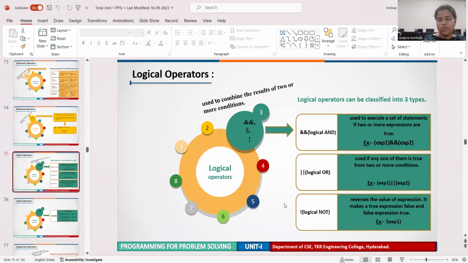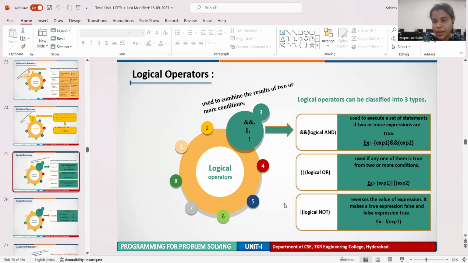So why is the requirement of the logical operators here? For arithmetic operations to perform the mathematical calculations, we are using arithmetic operators. For comparing the operands, we are using relational operators. And for combining the results of two or more conditions, we'll use the logical operators.